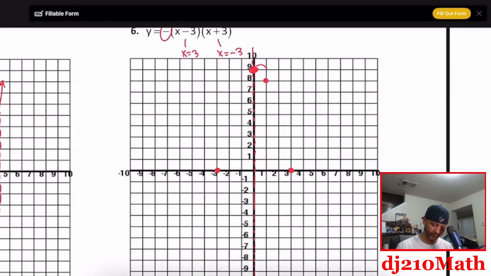So we go down 1. If I go over 2, 2 squared is 4. 4 times a, 4 times negative 1, down 4. 1, 2, 3, 4. And then if we went over a third one, we'd get the point there. Okay, all these points get reflected across. We can connect the dots. All right. This is sufficient.